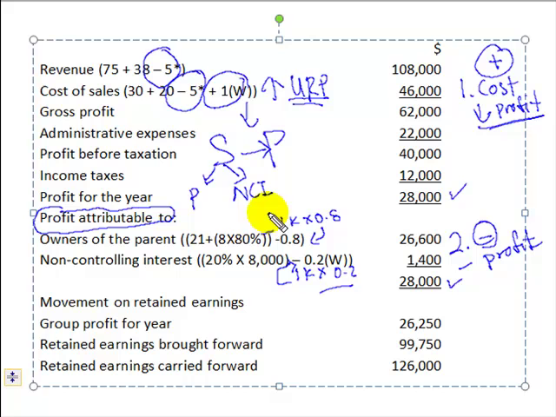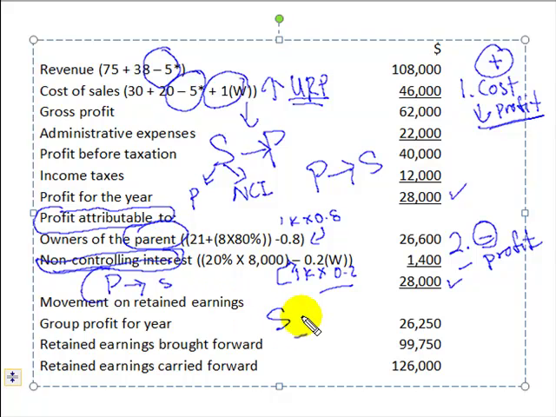Now bear in mind, if this is the parent selling to the subsidiary, then it will have nothing to do with your NCI, because it does not involve your NCI. When the parent sells to the subsidiary, the profit comes to the parent, so you only need to minus the profit from the parent's portion. When the subsidiary sells to the parent, it will involve the parent and NCI, so the unrealized profit you have to minus from both the parent and the subsidiary. So there's a difference.